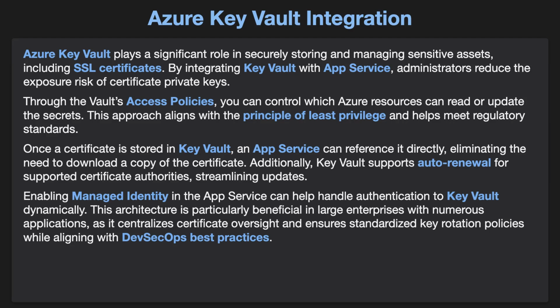Once a certificate is stored in Key Vault, an app service can reference it directly, eliminating the need to download a copy of the certificate. Additionally, Key Vault supports auto-renewal for supported certificate authorities, streamlining updates. Enabling managed identity in the app service can help handle authentication to Key Vault dynamically. This architecture is particularly beneficial in large enterprises with numerous applications, as it centralizes certificate oversight and ensures standardized key rotation policies while aligning with DevSecOps best practices.